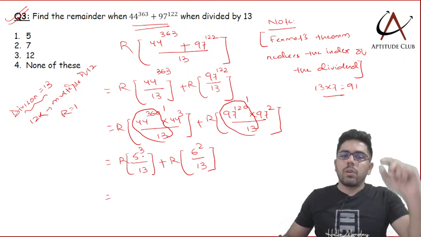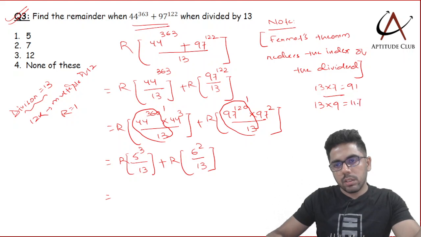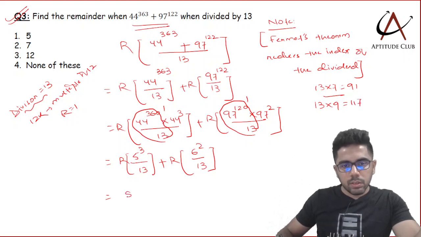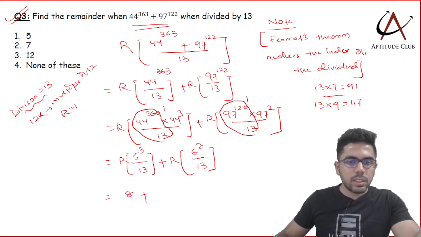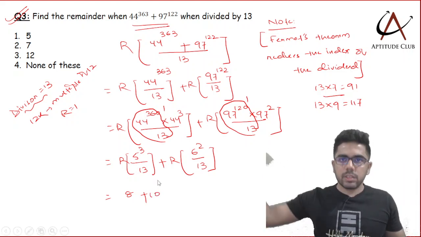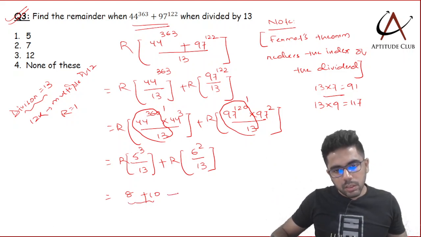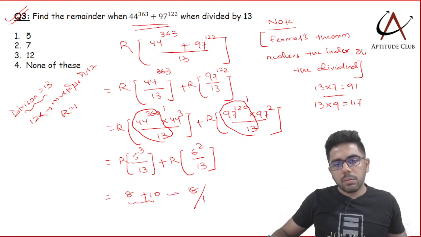5 cube is 125. 13 9s are 117. So 125 minus 117, तो यहाँ पे remainder 8 and 36 divided by 13, 13 2s are 26, 36 है तो remainder 10. So overall you get remainder as 18. But 18 can't be the remainder, so you again divide it by 13 and the remainder is 5.